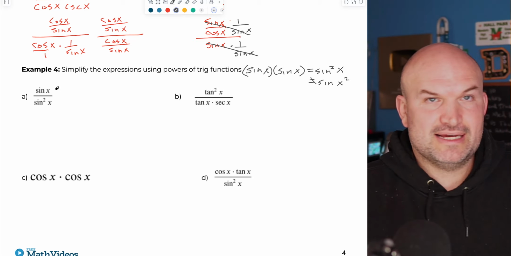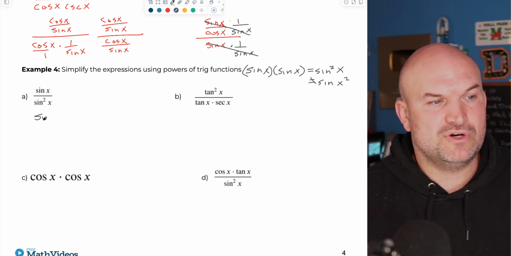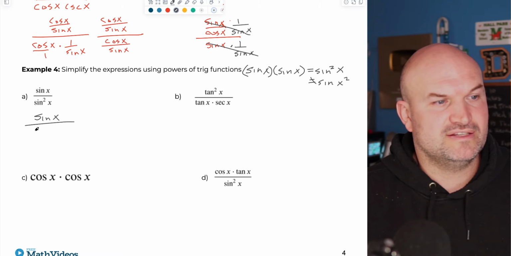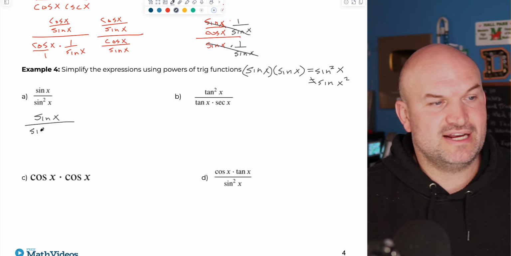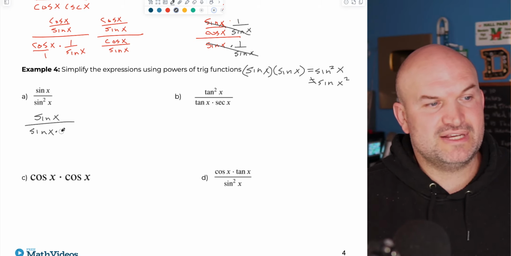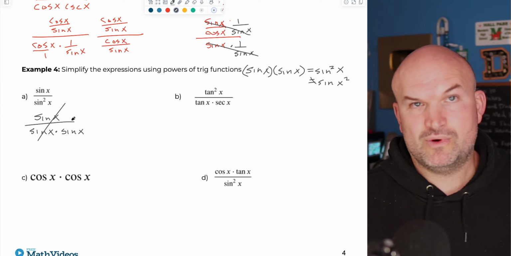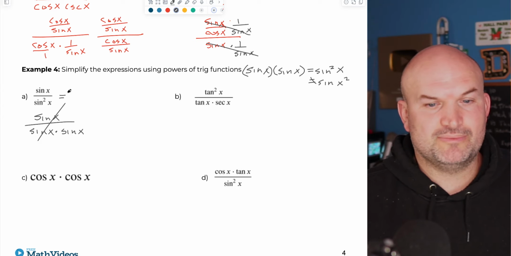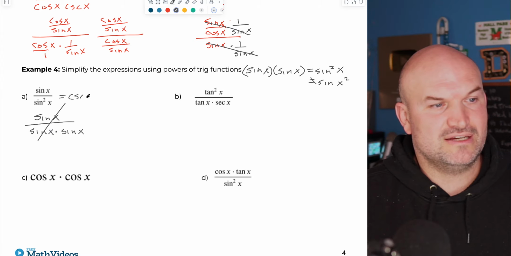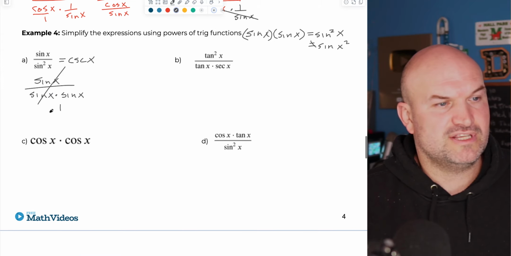So a lot of times, just to understand this, just break it up. If I have a sine of x divided by sine squared of x, remember that's a sine of x times a sine of x. Well, doing the division property, we know this simplifies to a 1 over sine of x, which is simply going to be a cosecant of x. So 1 over a sine of x simplifies to cosecant.